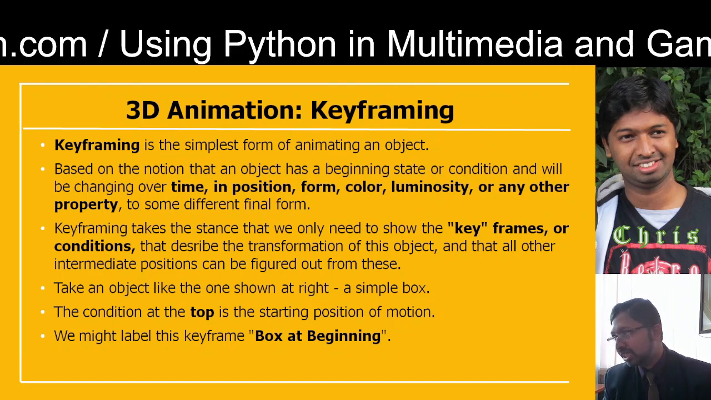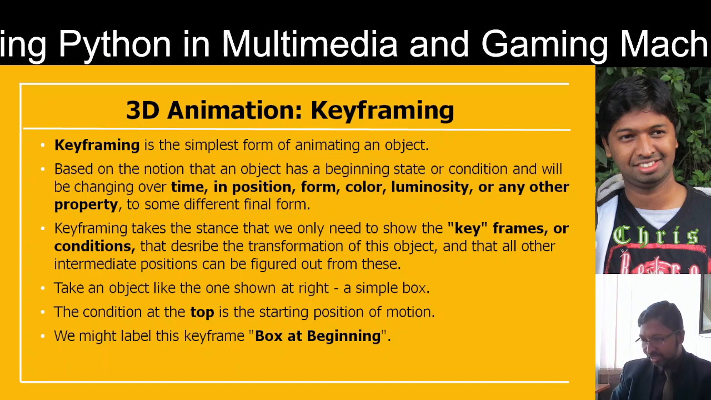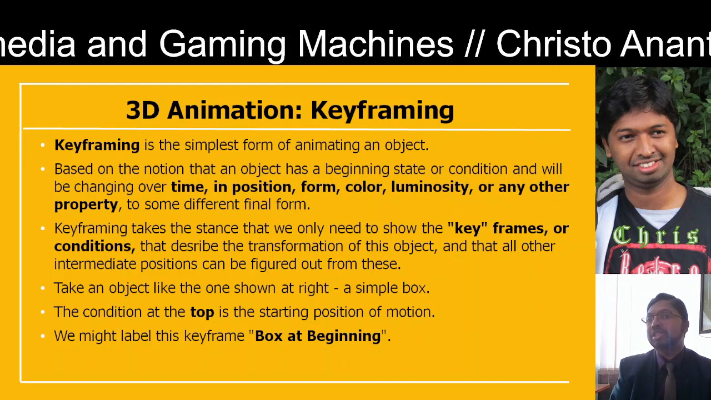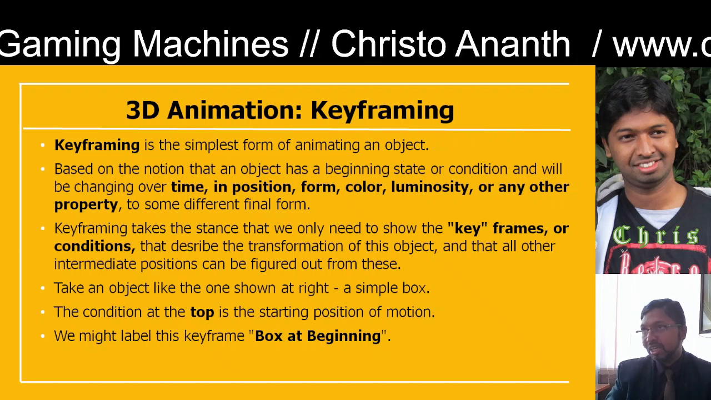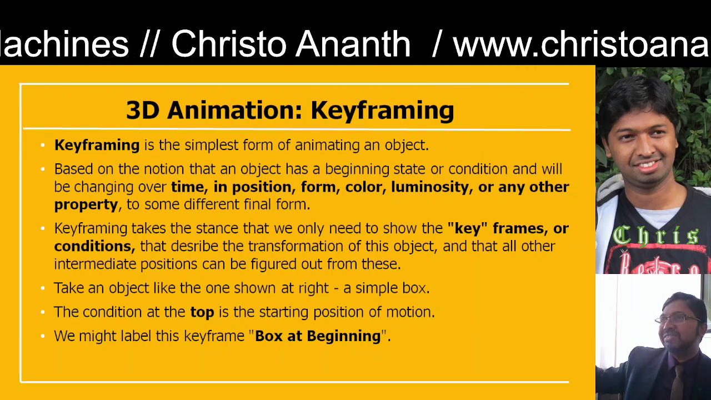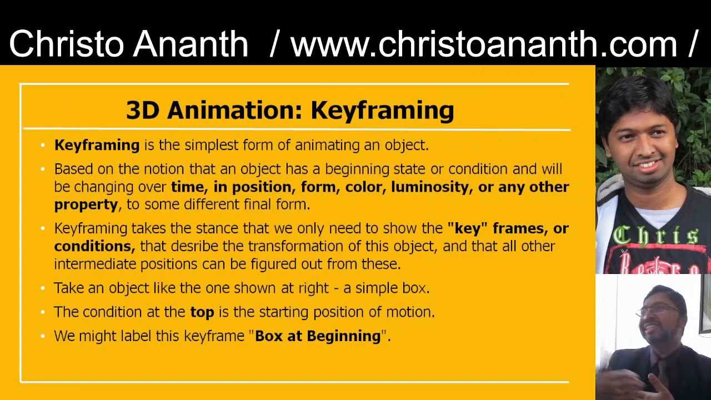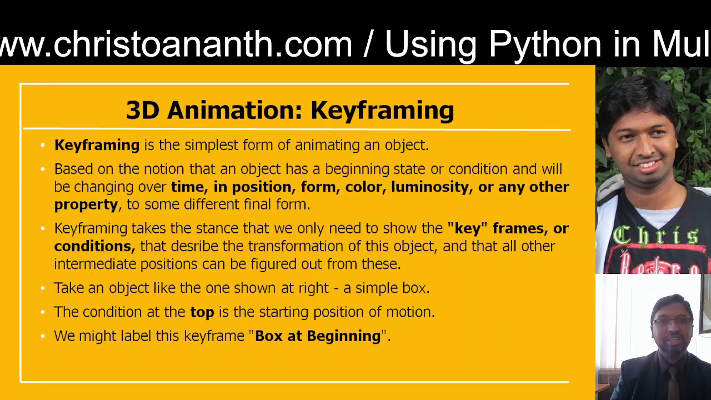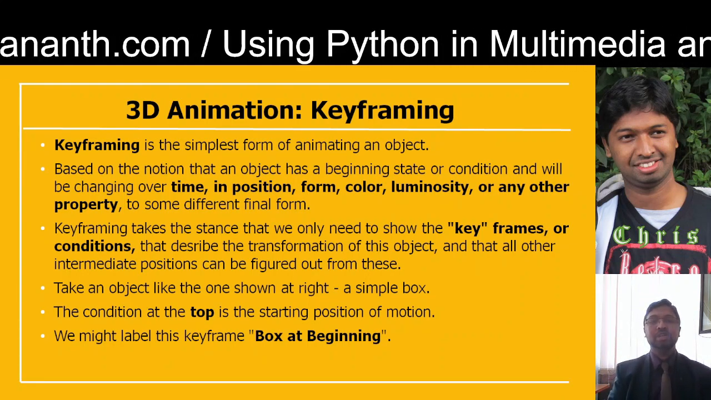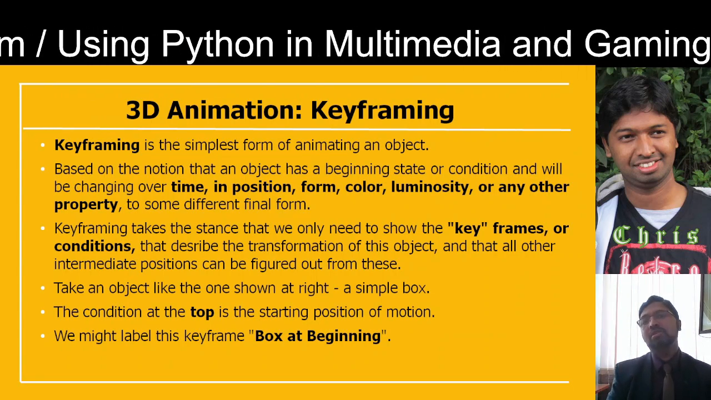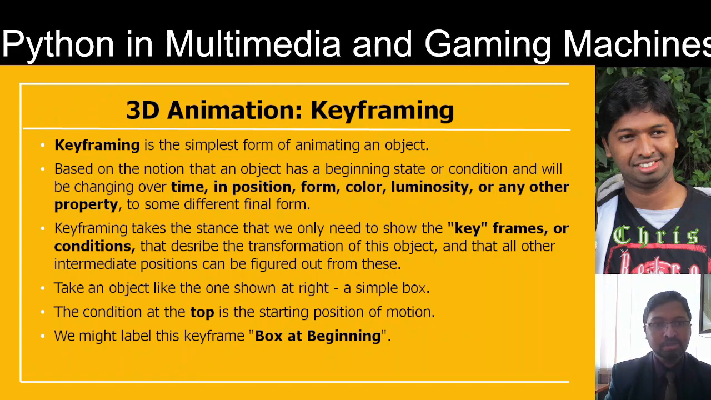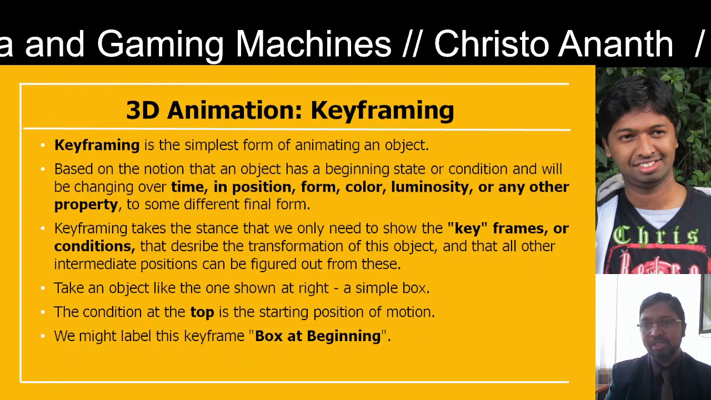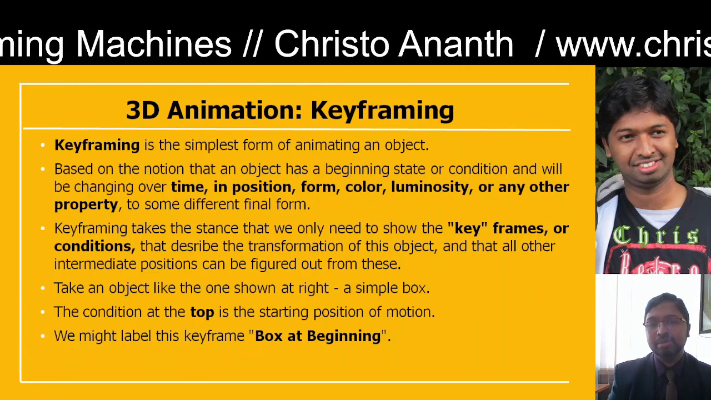Maybe in time it will change, position it will change, or color it might change, like what we saw, from yellow changing to blue, from blue to green. Luminosity or any other property can change too. So with keyframing, you show several keyframes or conditions that describe the transformation of the object. You can go with the intermediate positions as well.